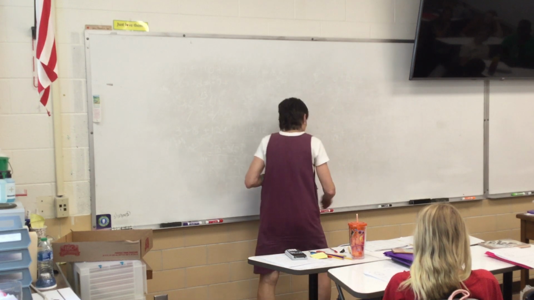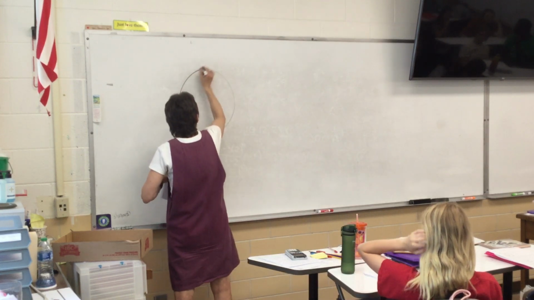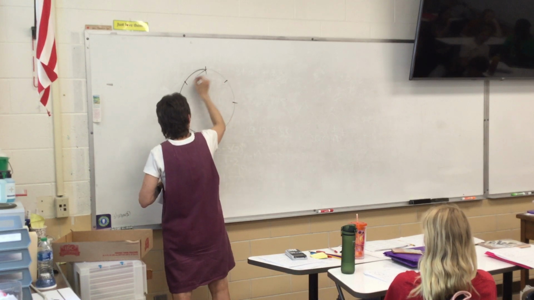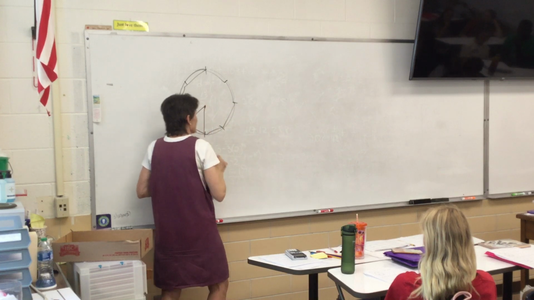So the first question that we have a question about is number 25. We have a regular octagon inscribed in a circle. The picture's drawn. Everything's great. And you're going to find the area.